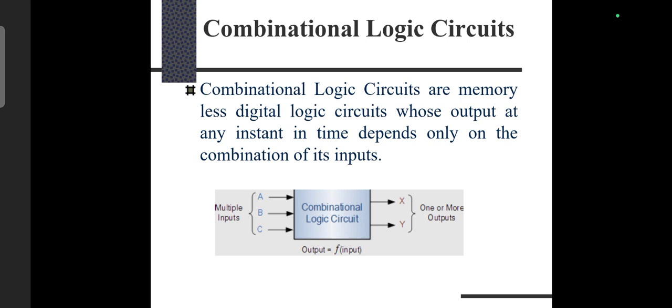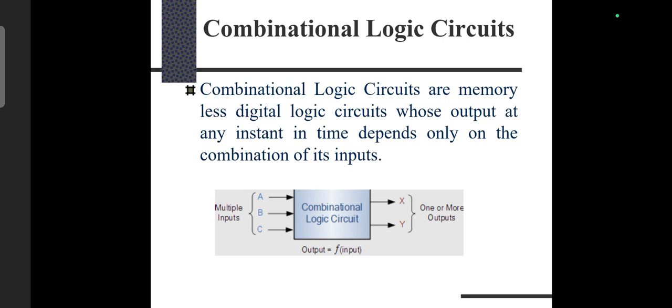So the logic circuit formation is divided into two parts. One is combinational logic circuits, another one is sequential logic circuits. All these logic circuits are built using logic gates, but there is a difference between the concept of combinational logic circuits and sequential logic circuits. Combinational logic circuits are memoryless digital logic circuits whose output at any instant in time depends only on the combination of its input. That is, the output depends only on the present input.